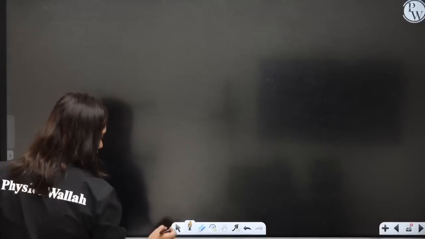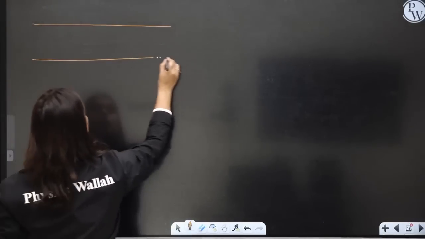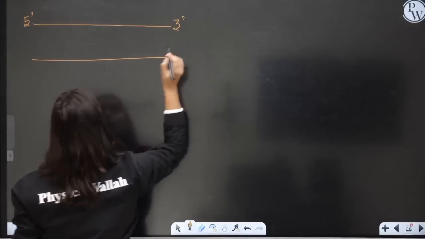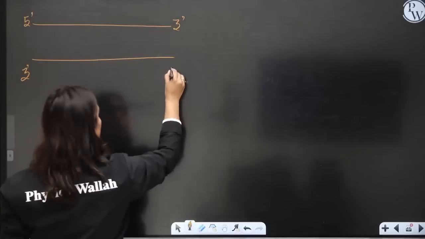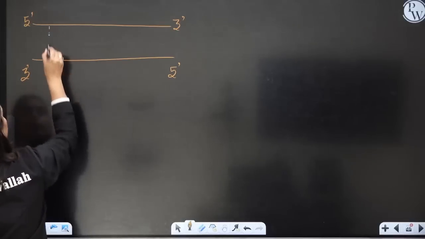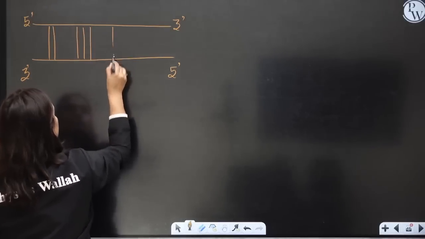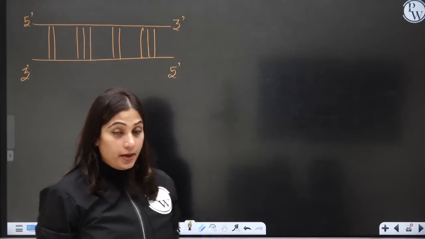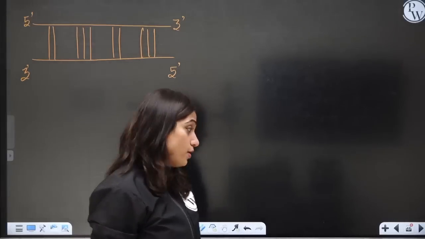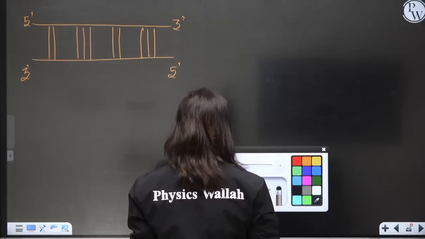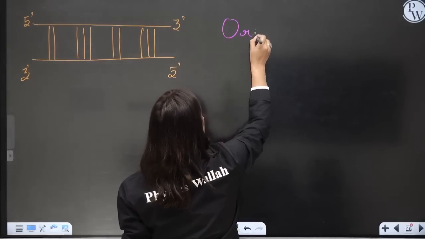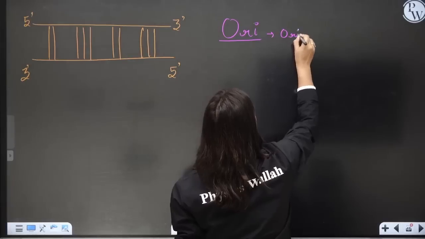Let's start with the double-stranded DNA. The polarity of one strand is 5' to 3', and the polarity of the other strand is 3' to 5'. And these are hydrogen bonds in between. Okay. First of all, what do we need for replication? For replication, we need a very important thing, and that is ORI, the origin of replication.